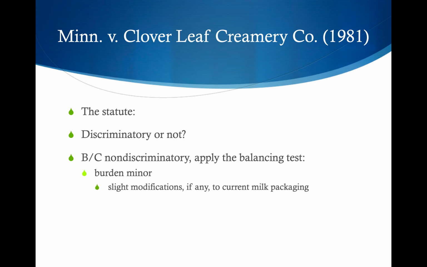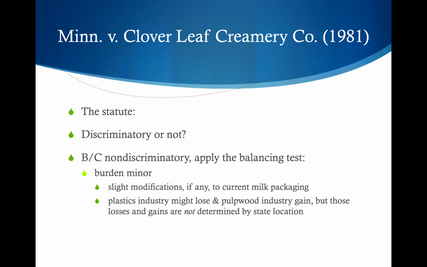So why is the burden minor? Well, companies would only have to engage in a slight modification, if any, the court says, to current milk packaging practices, because most companies already produce a number of different packaging. The court is finding that there isn't any company that solely uses plastic bottles and will have to completely shift. So only slight modifications to the existing industry. As I already mentioned in explaining why it wasn't discriminatory, the plastics industry might lose and pulpwood industries might gain, but those losses and gains are not determined by state location.